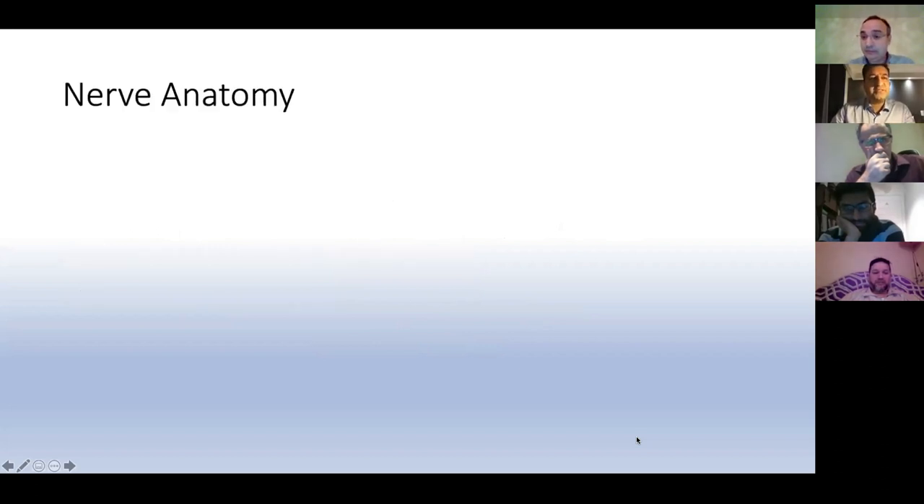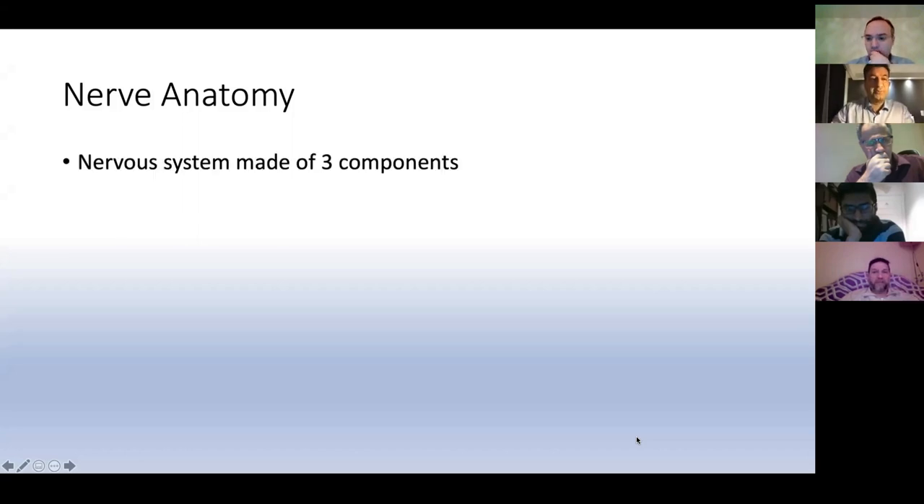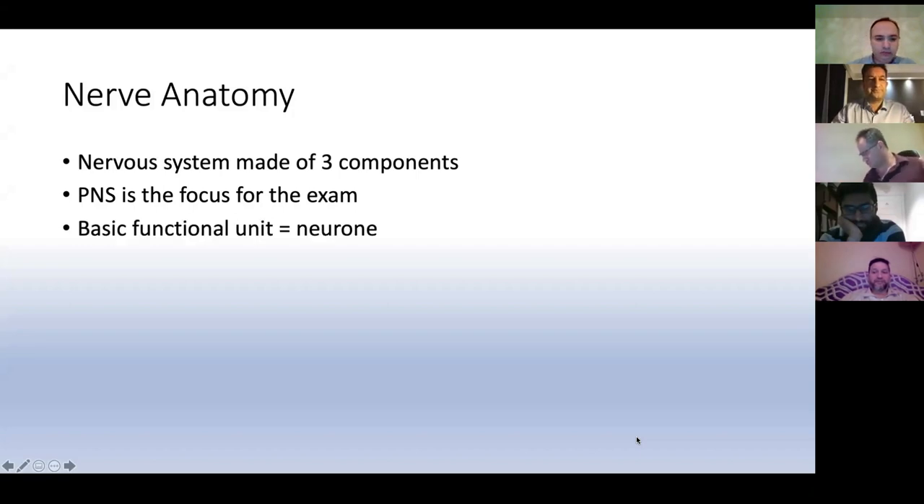Now, the nervous system itself is broken down into three main parts. There's the central nervous system, which consists of the brain and spinal cord. There's the peripheral nervous system, which essentially relays information from the periphery to the brain and vice versa. And then there's the autonomic system, which is responsible for sympathetic and parasympathetic function. The peripheral nervous system is really the focus for the exam. This is what you're going to mainly be tested upon.